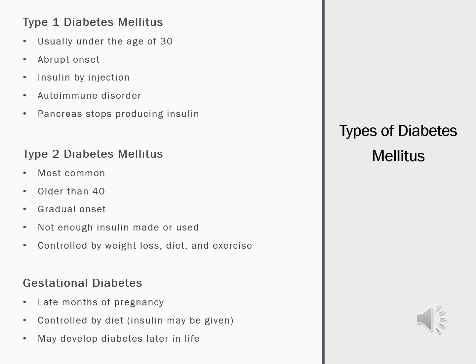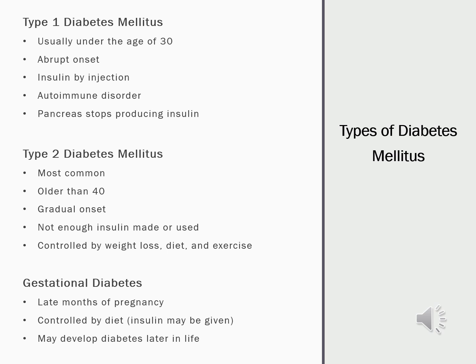Type 1 diabetes is an autoimmune disorder that cannot be cured, and it is also known as insulin-dependent diabetes. Type 2 diabetes is the most common type of diabetes, and it occurs most often in individuals over the age of 40 and has gradual onset. This is the most common form of diabetes.